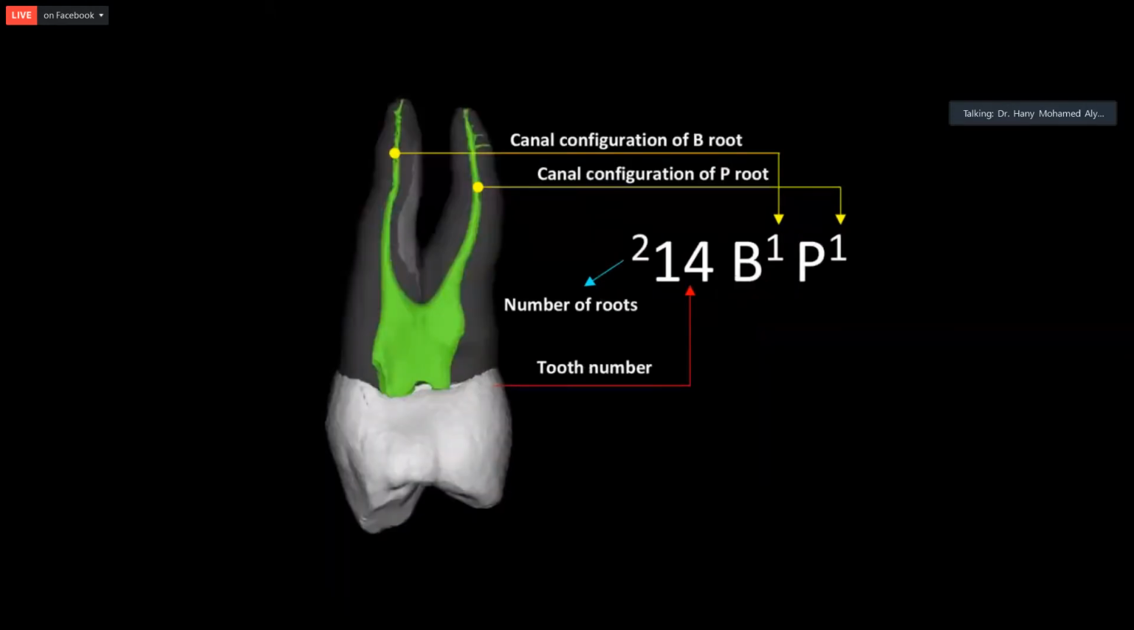In a similar way, this tooth, which is a maxillary right first premolar, tooth 14, is double rooted, which is the superscript on the left, two roots, and the B is for buccal, P for palatal, and each root has one canal.